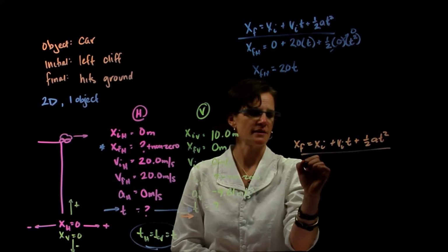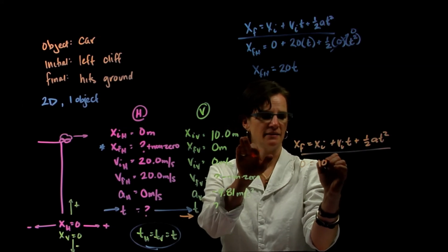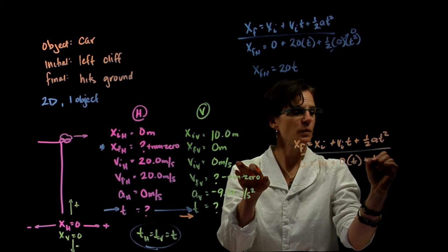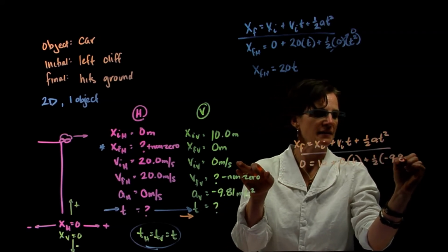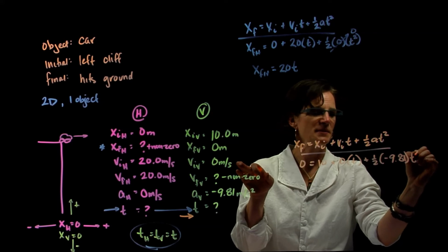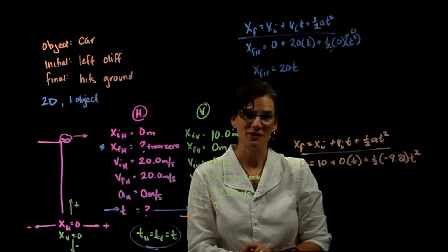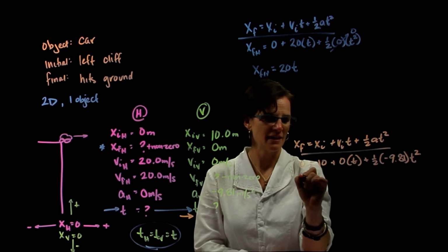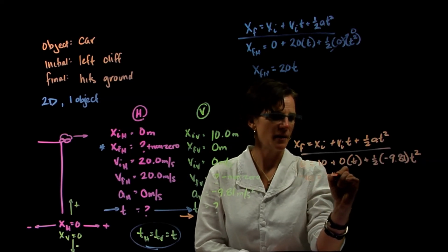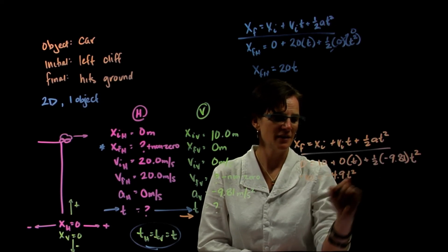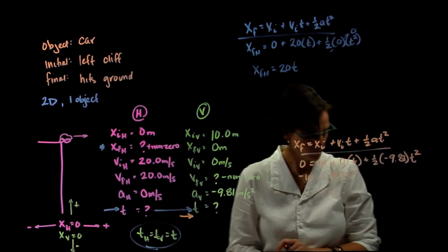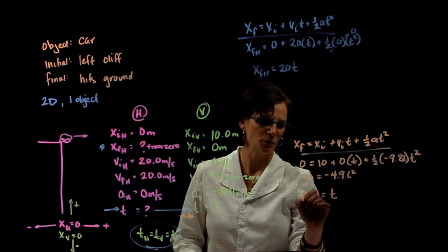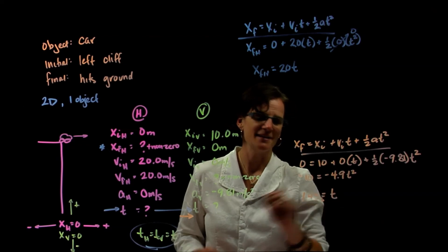My final position is 0. My initial position is 10. My initial velocity is 0 times time, plus 1/2 negative 9.81 time squared. And I'm able to solve for time. So reducing this equation, I can move 10 to the other side. Minus 10 equals minus 4.9 t squared. Divide both sides by 4.9 and take the square root, and I find that time is equal to 1.43 seconds.